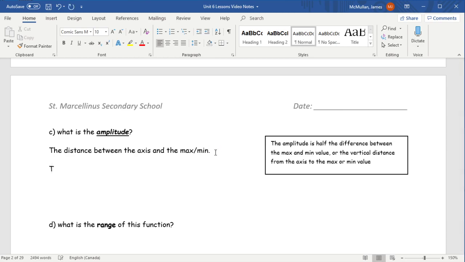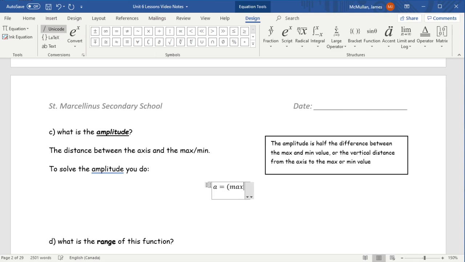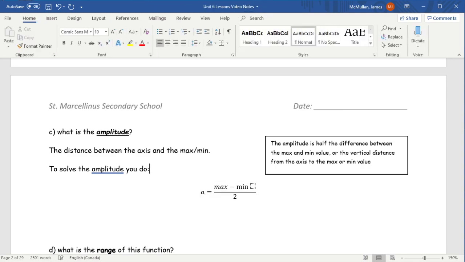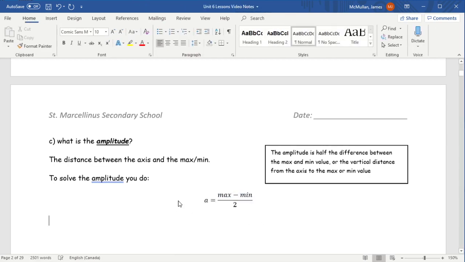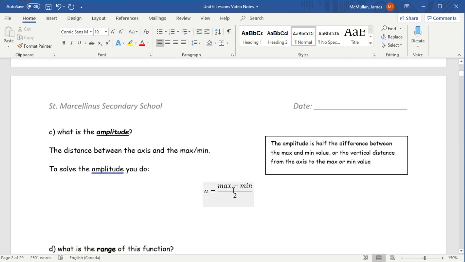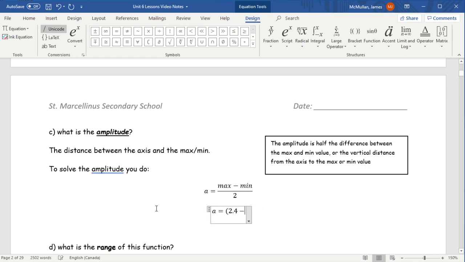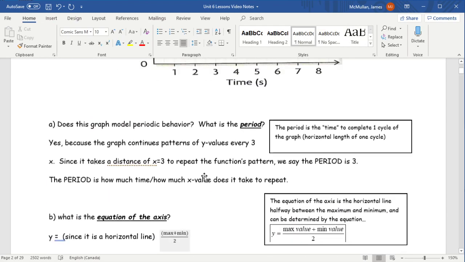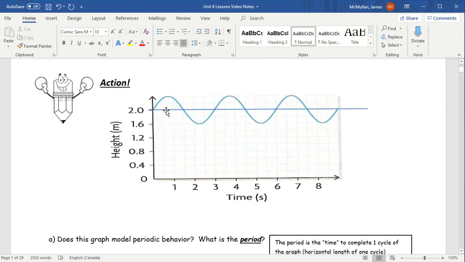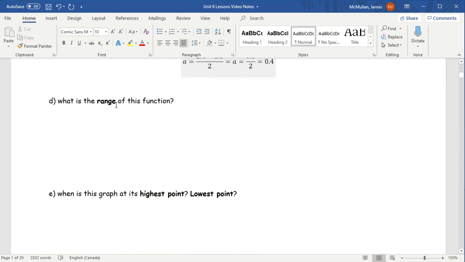So just to solve the amplitude, you do A equals max minus min divided by 2. So again, the axis was max plus min divided by 2. The amplitude will be max minus min divided by 2. In our case, the max was 2.4, the min was 1.6, and then we divide by 2, so we get 0.8 divided by 2, which is 0.4. And that would be the amplitude of this picture. Between 2 and 2.4, of course, it goes up by 0.4.